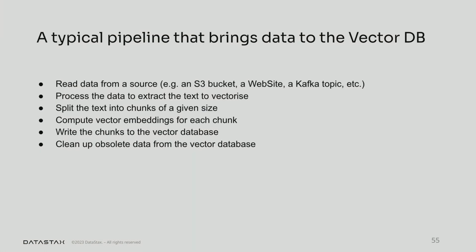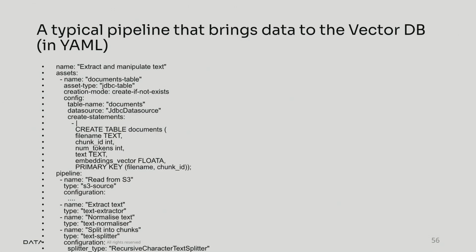So I want to quickly describe what problem LangStream can help you with, right? In a typical pipeline, you try to bring data to a vector database. For example, you want to be able to read data from a source. The source can be an S3 bucket, a website, a Kafka topic, or a Pulsar topic, and then process the data and extract it to vectorize it. Then you need to split the text into chunks of a given size and compute the vector embeddings. You convert all of your data and chunk it, then write these chunks to the vector database, and then clean up obsolete data from the vector database. As you can see, there are lots of steps involved here.